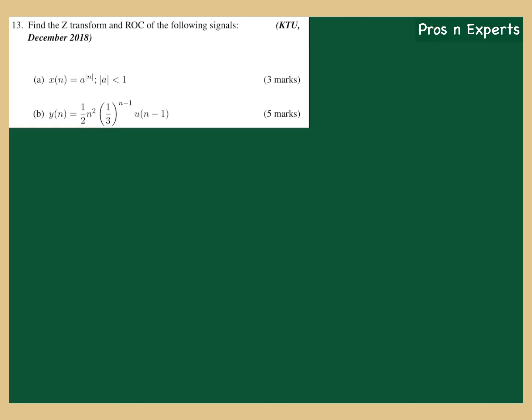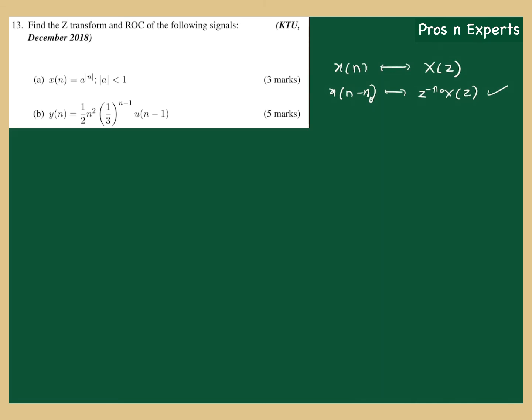To solve this question, we need two properties of Z transform. The first property is very simple. It is the time shift property. So if x of n has a Z transform x of z, right, then x of n minus 1 will have a Z transform z inverse x of z, or in general x of n minus n0 will have z raised to minus n0 into x of z. Okay, that is the time shift property.